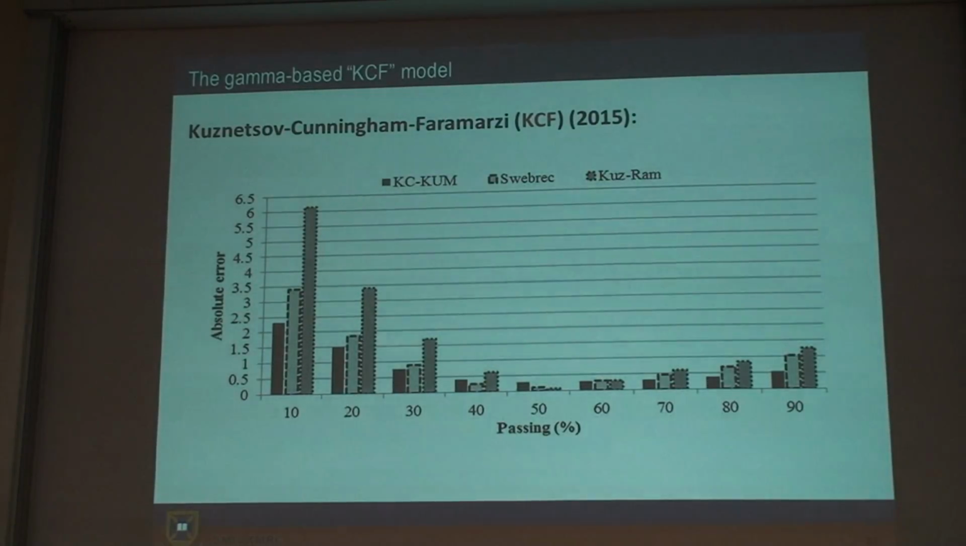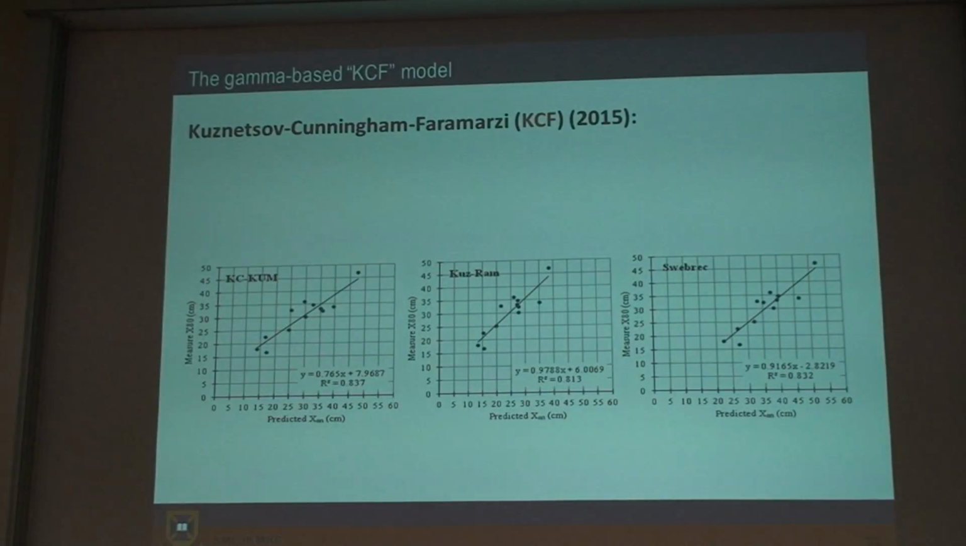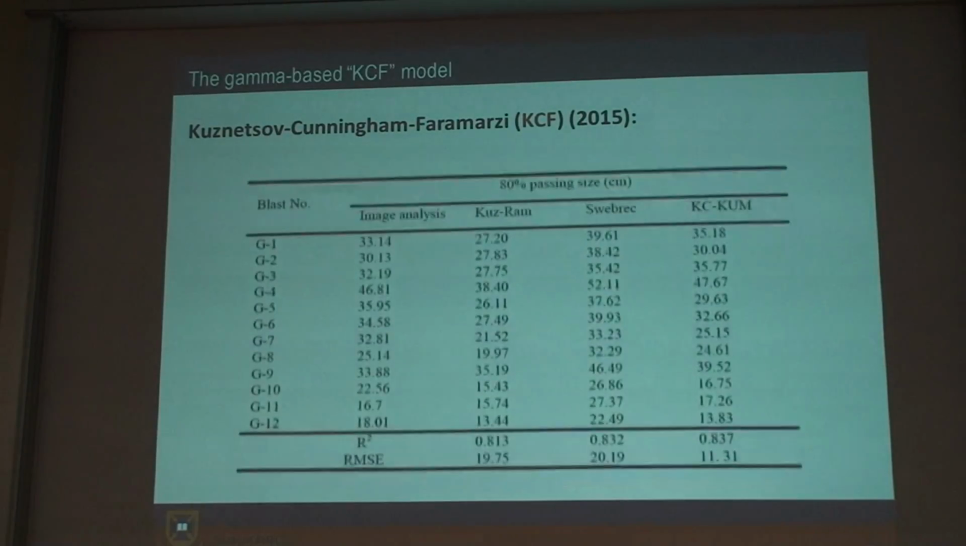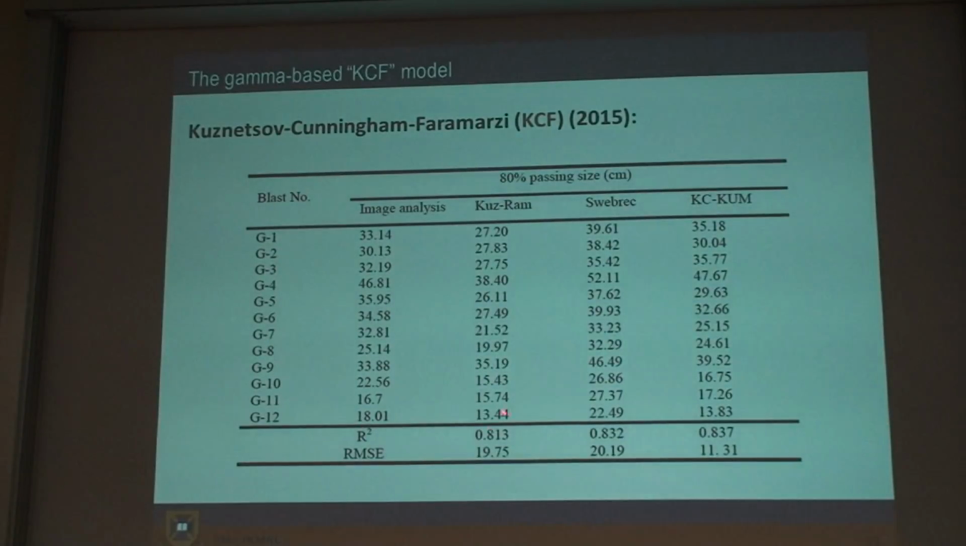So maybe this might be the reason that this model performs still better in the coarse part in comparison with Kuz-Ram and Swebrec. Later, I tried to predict 80% passing size with the model. To predict 80% passing size, we just need to run the central to coarse part equation. We don't need another equation. So I tried to predict 12 full-scale blasts by this model in another mine, and here you can see the results.